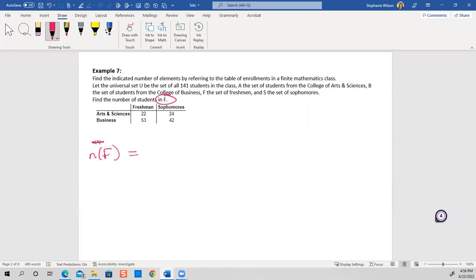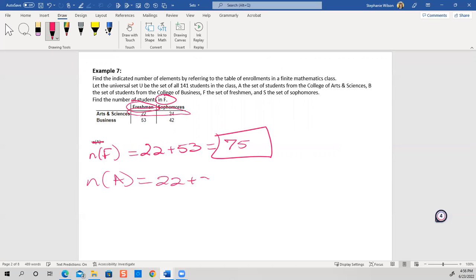So to find that, I'm going to look at it. Here's my freshman column. So I have 22 plus 53 gives me 75, and that's the number of freshmen. If we wanted to find the number of the arts, then we have 22 plus 24. Now, if you want to state 22 freshmen, 24 sophomores, do that too. So now we have 46.